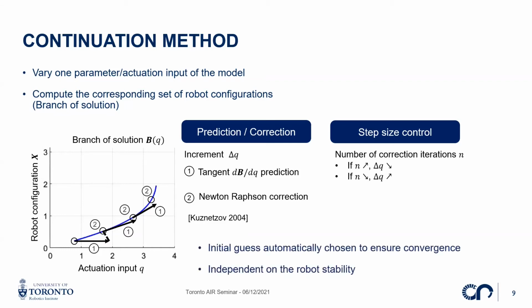And this basically allows us to compute successive robot configurations while ensuring that the initial guess for this numerical solver ensures convergence. And also we can compute easily stable configurations and unstable configurations, which is in practice not super easy with other numerical solvers that do not have this prediction process, because you might converge more easily towards a stable configuration rather than an unstable one.